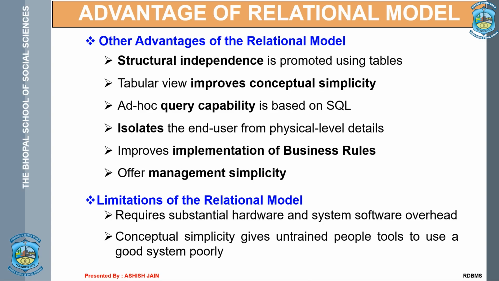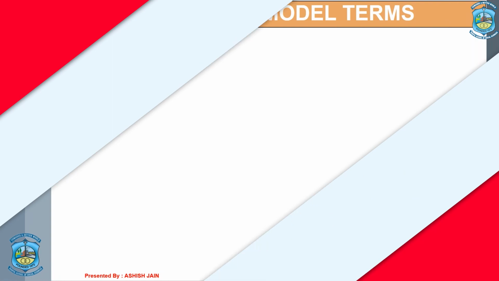But it also has some limitations, which include that it requires substantial hardware and system software overheads. The conceptual simplicity gives untrained people tools to use a good system poorly. What does it mean? It means that if a user is not properly knowledgeable, then it is very hard for that user to understand what is represented. So, we have to have some kind of knowledge to understand the data represented in tables.